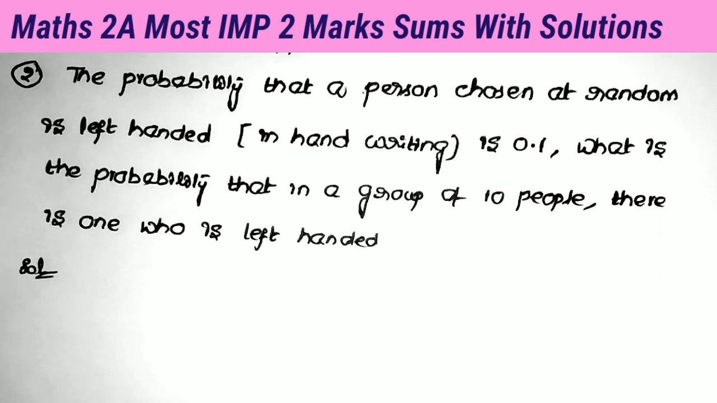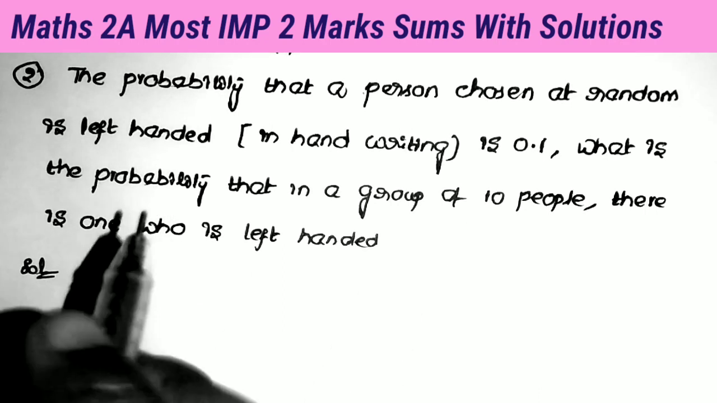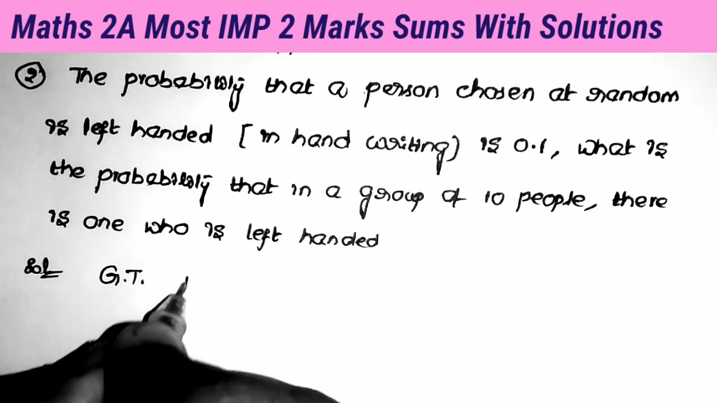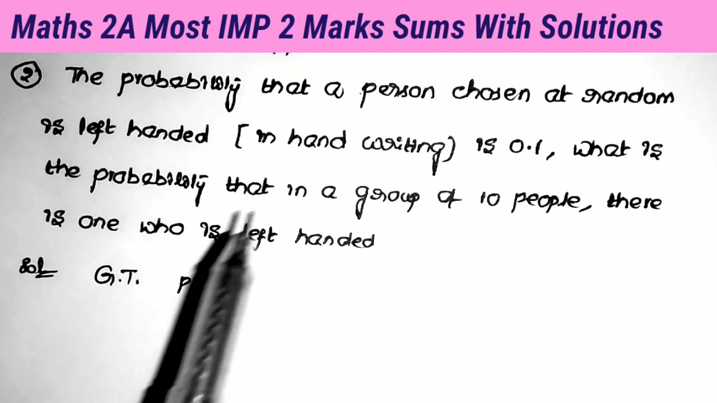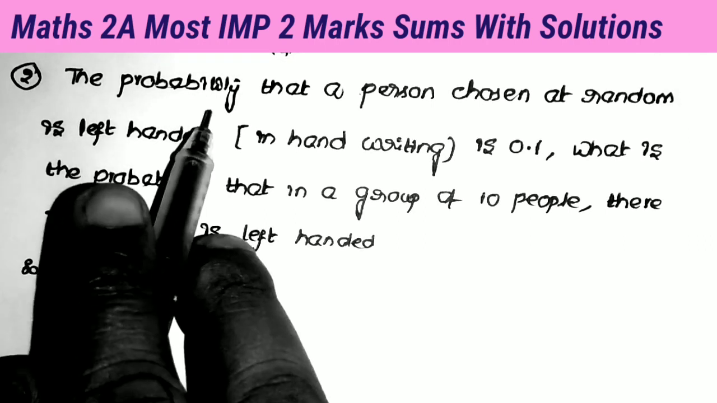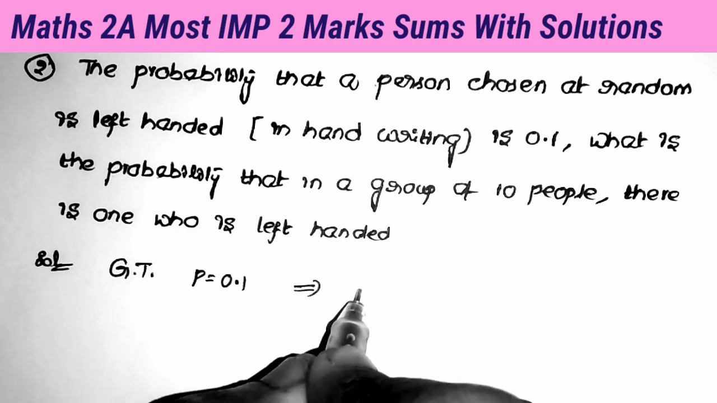Given that the probability that a person chosen at random is left-handed is equal to 0.1. First we take that value as P. P is equal to the probability that a person chosen is left-handed. Simply, I take that value as P, given that P is equal to 0.1.